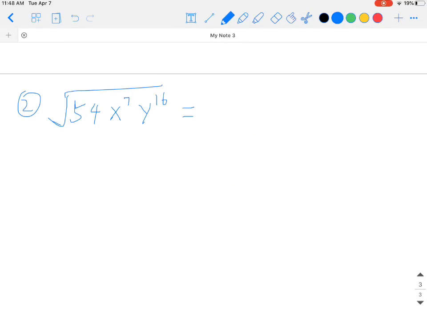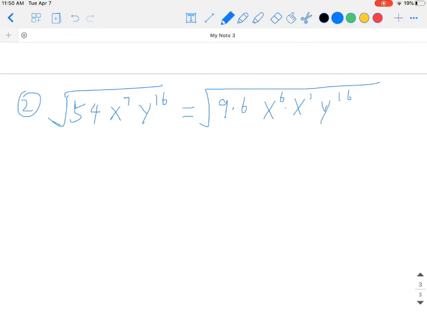So let's try one more. We have the radical of 54 x to the 7 y to the 16. And for 54, we have to think about how to simplify this. 54 cannot be directly simplified, but we can split it into 9 times 6, where 9 can be taken out later. And x to the 7, 7 is an odd exponent, but we can also split it into x to the 6 times x to the 1. And y is 16, so we can take this out later on.